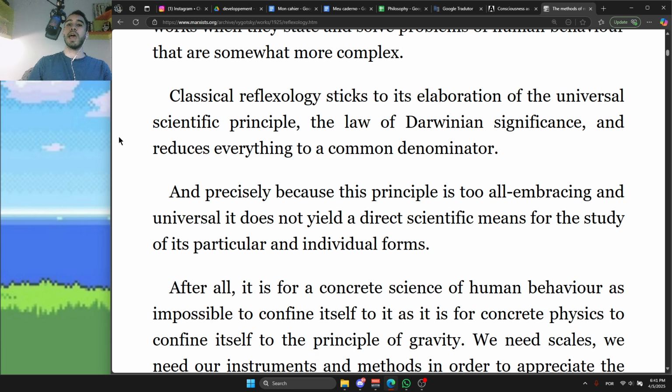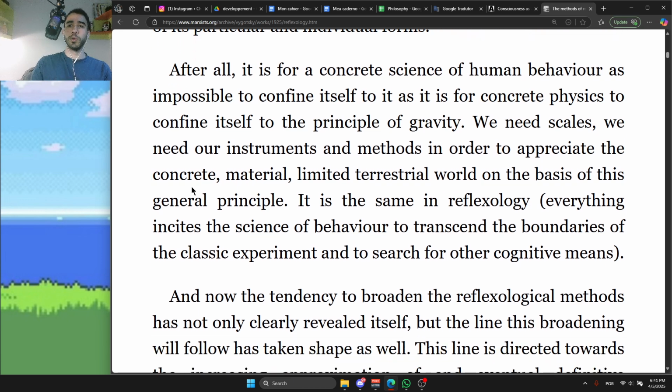Classical reflexology seeks, in its elaboration of the universal scientific principle, the law of Darwinian significance, and reduces everything to a common denominator. And precisely because this principle is too all-embracing and universal, it does not yield a direct scientific means for the study of its particular and individual forms. After all, it is as impossible for a concrete science of human behavior to confine itself to it as it is for concrete physics to confine itself to the principle of gravity. We need scales, we need our instruments and methods in order to appreciate the concrete, material, limited terrestrial world on the basis of this general principle.